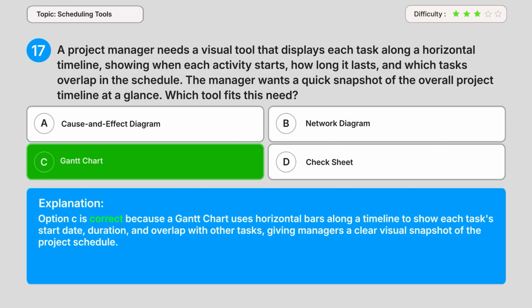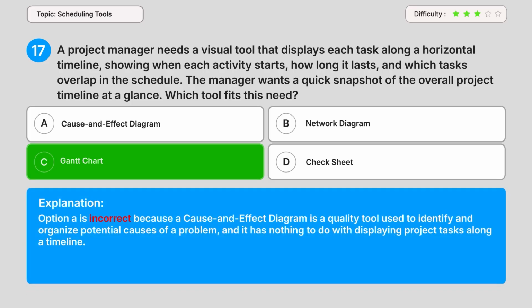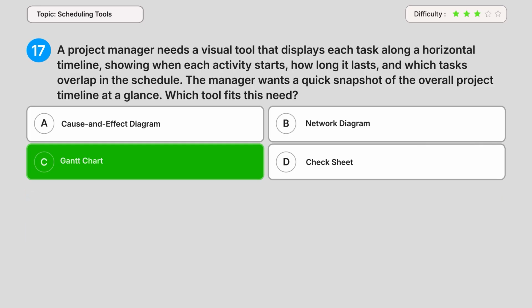Explanation. Option C is correct because a Gantt chart uses horizontal bars along a timeline to show each task's start date, duration, and overlap with other tasks, giving managers a clear visual snapshot of the project schedule. Option A is incorrect because a cause and effect diagram is a quality tool used to identify and organise potential causes of a problem, and it has nothing to do with displaying project tasks along a timeline.